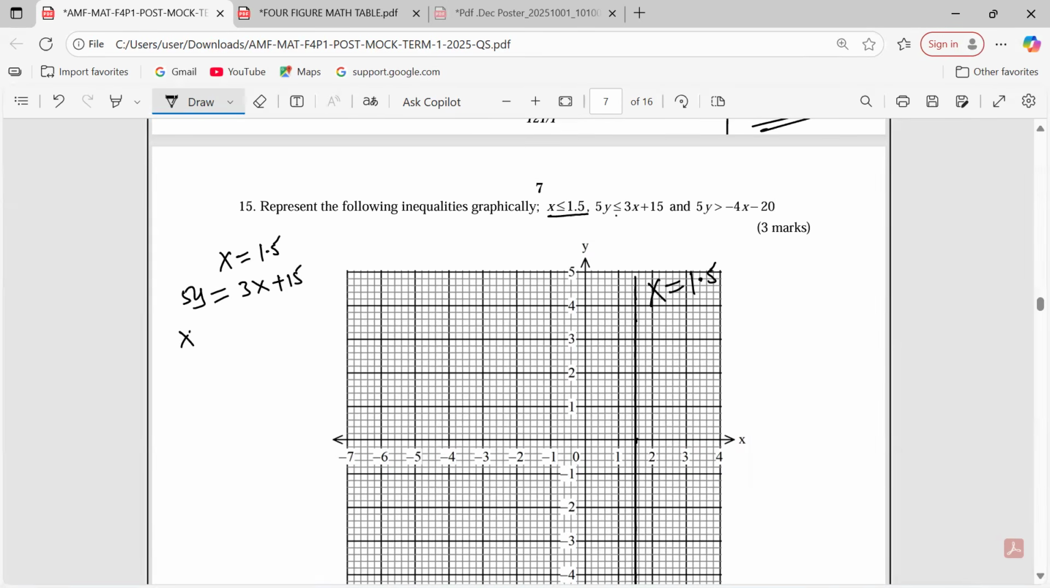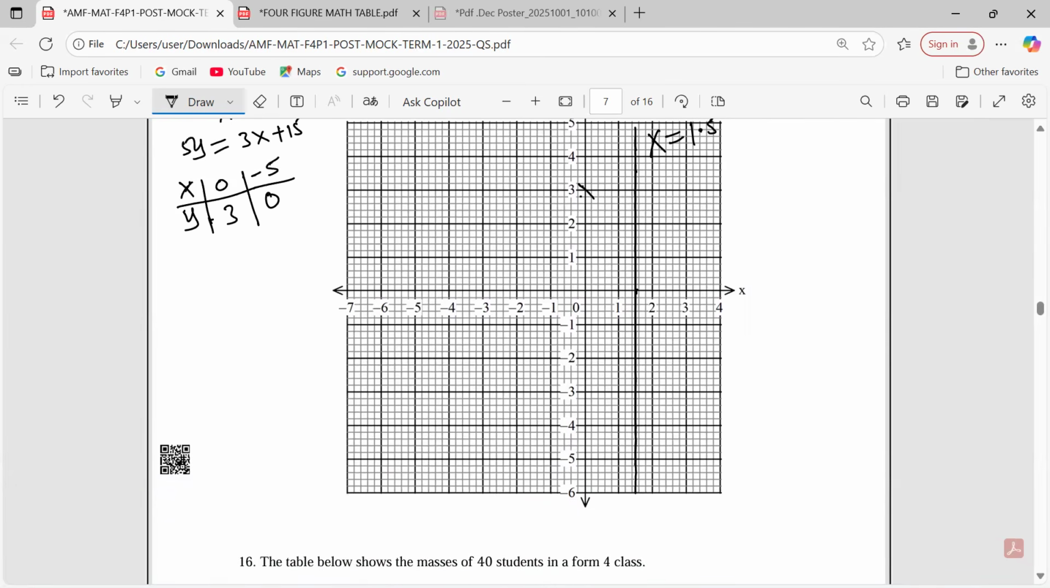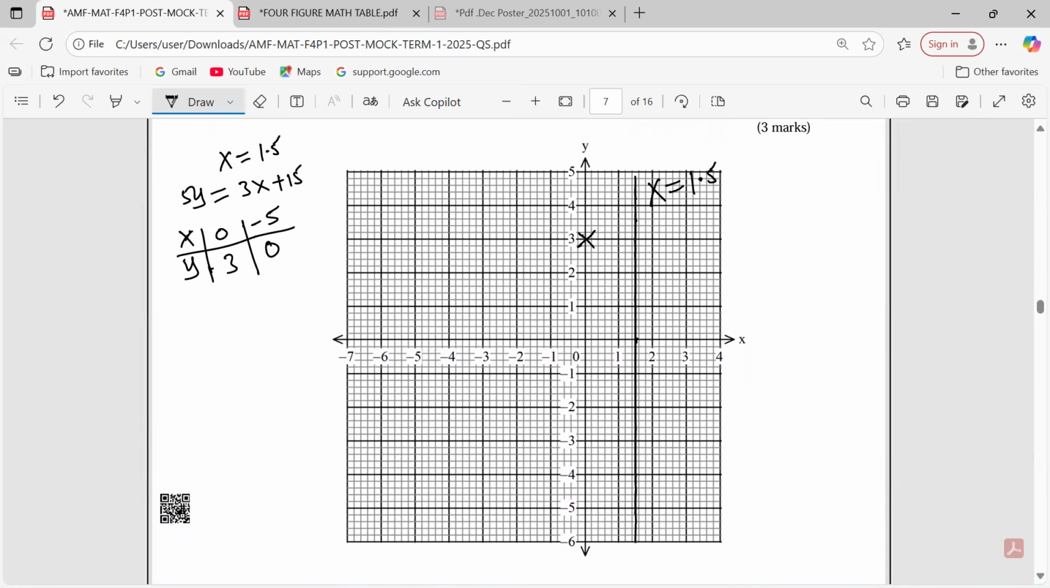Then we start with a table of values, x and y. When x equals 0, what shall be y? We substitute 0 where there is x. 5y equals 0 plus 15. So y is 3. What about when y is 0? x shall be negative 5, because when we substitute, 3x becomes negative 15. So 0, 3, and negative 5, 0.